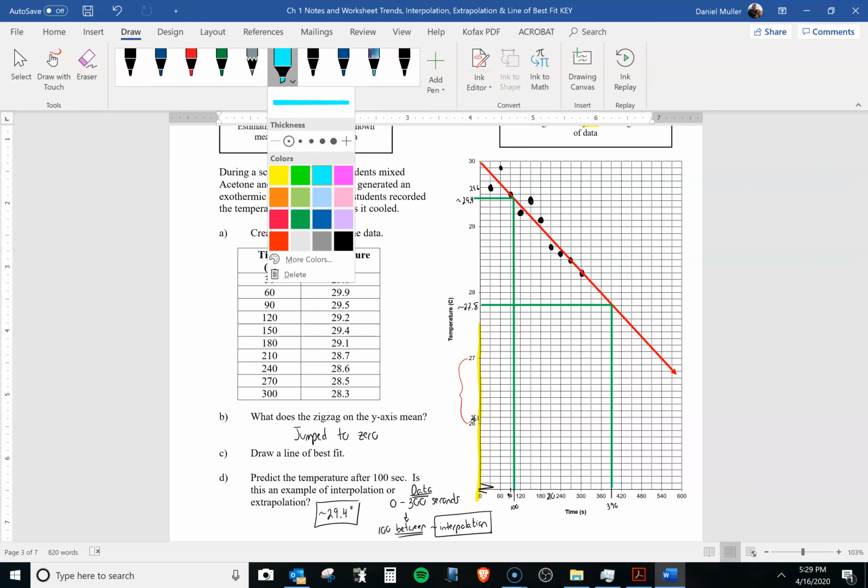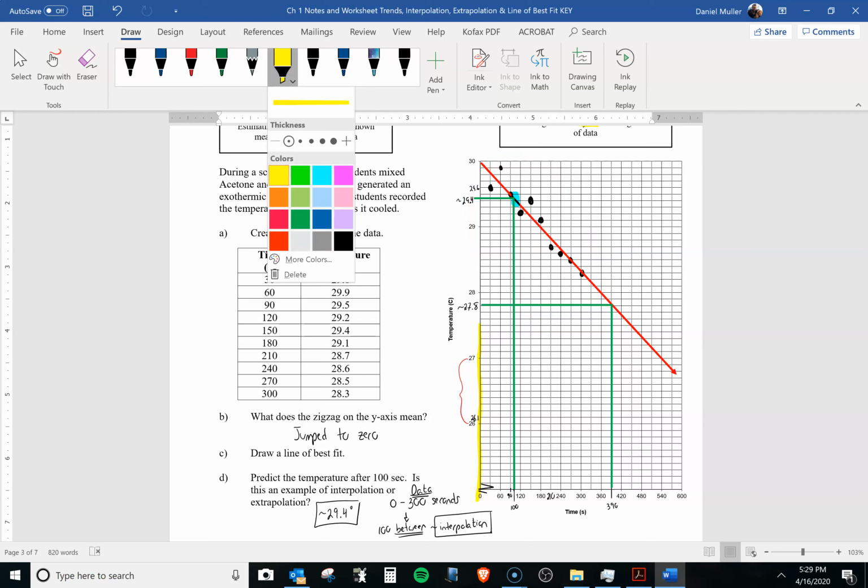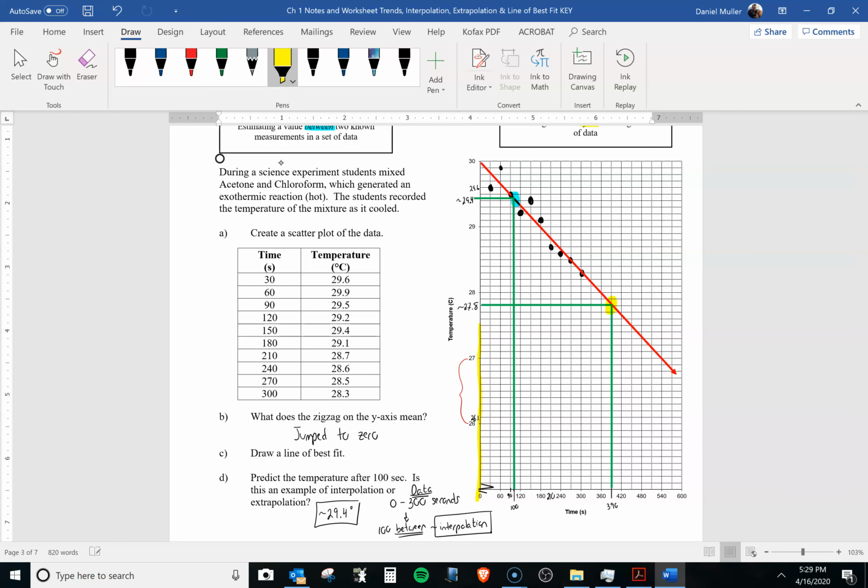Interpolation was me predicting somewhere in between. You can see all of my data is right there, and this blue dot is in between. But then I've extrapolated at 390 seconds, and that's a piece of information beyond my data. It's something extra. So just keep that in mind.